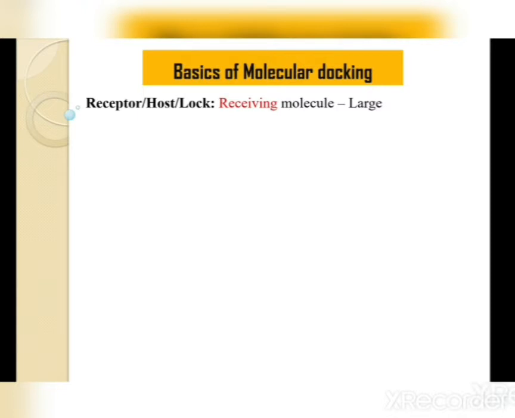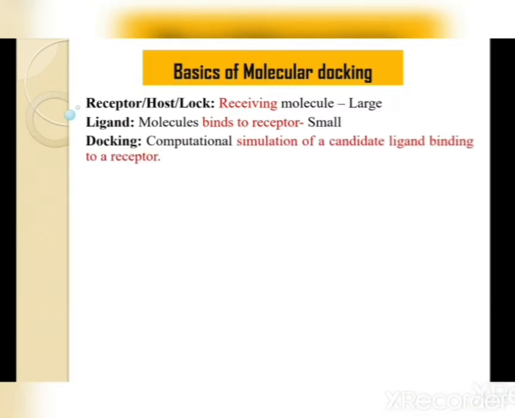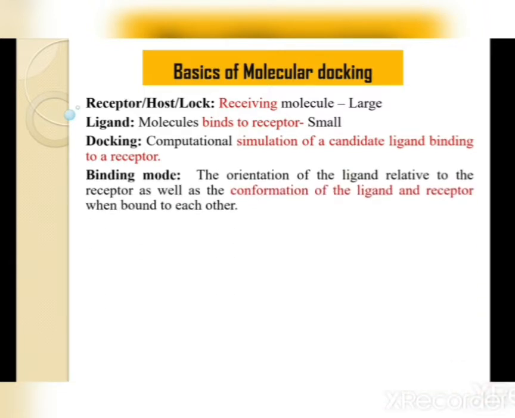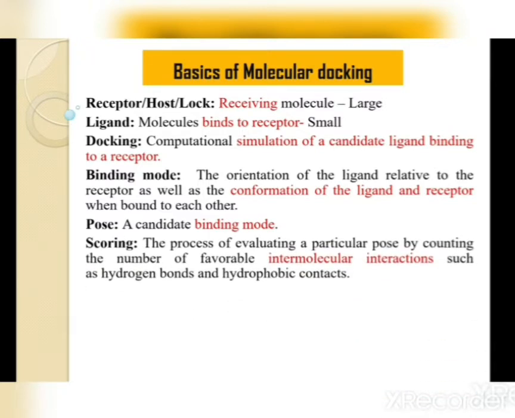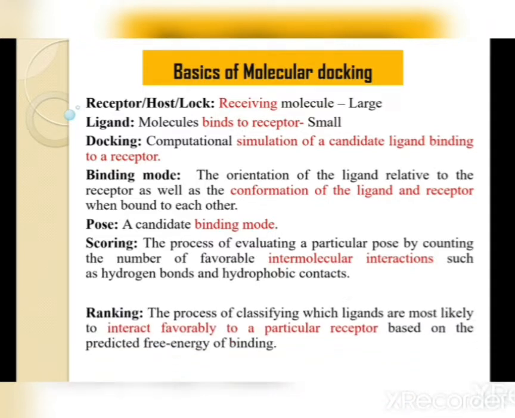Now, the receptor is also called the host. It is also called the lock. It is a large molecule and it receives another molecule. Ligand is a small molecule and it binds with the receptor. Docking is a computational simulation of a candidate ligand binding to a receptor. Binding mode is a study of how the ligand is going to bind to the receptor. Pose is the mode of receptor binding with the ligand that we are going to study. Scoring is an analytical process where we have to determine the interactions of the ligand with the receptor.